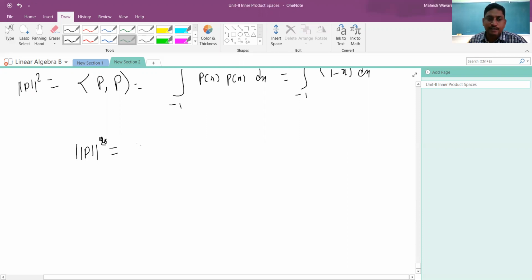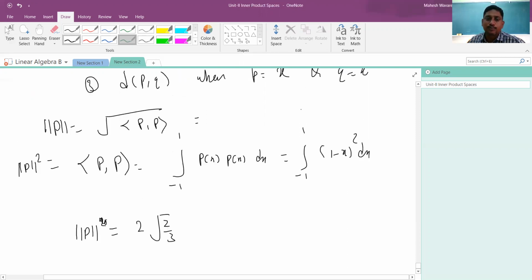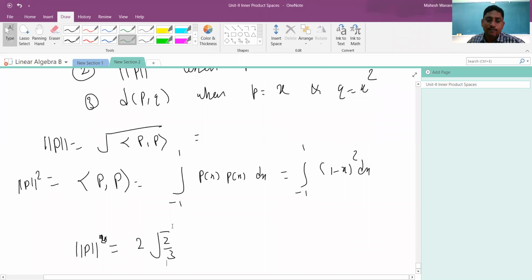After integration, you will get norm of P squared as 2 by root 3. You have to just evaluate this integration. Just integrate with respect to x, put in the limits, it will be norm of P squared, and write the positive square root. This will be the norm of P for that.